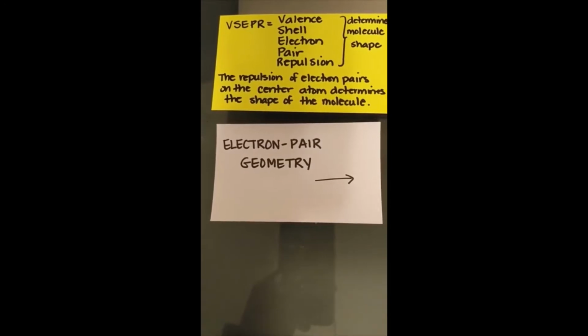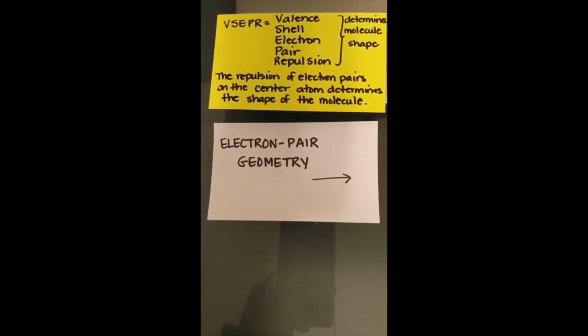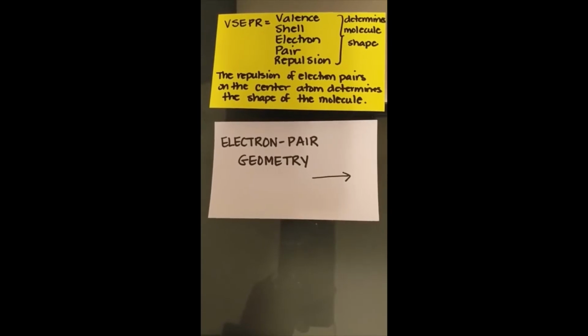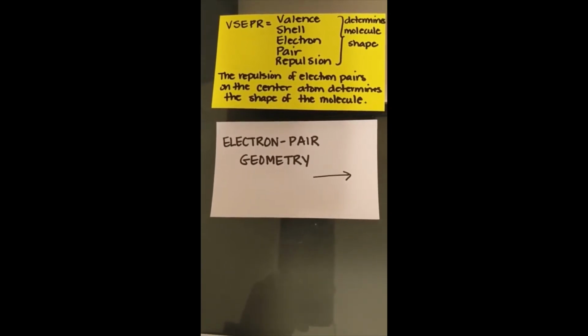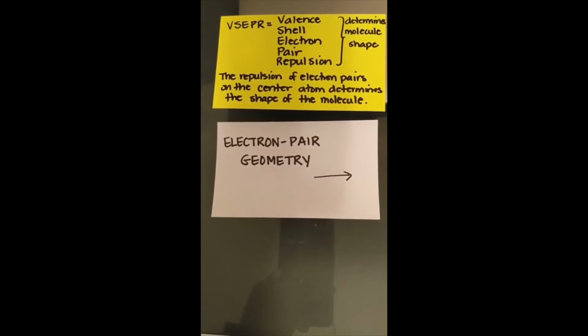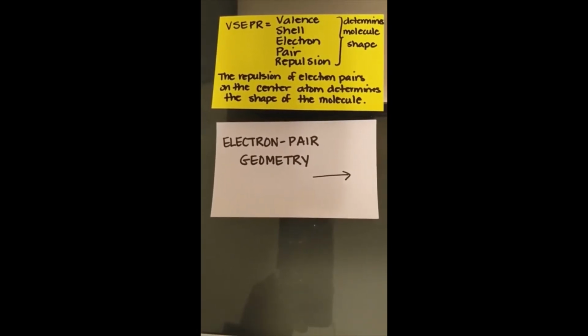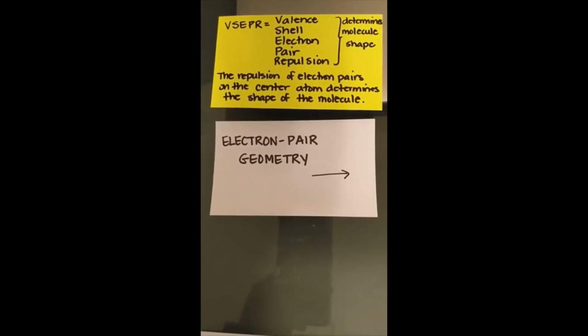So the prevailing theory that we use is a theory called VSEPR, V-S-E-P-R. That is an acronym. It stands for Valence Shell Electron Pair Repulsion Theory. And this theory helps us predict molecule shape by helping us to understand what the electron pairs around the central atom do to the shape of the molecule. Because electron and electron pairs repel, what they'll do is they'll influence the shape of the molecule in total.